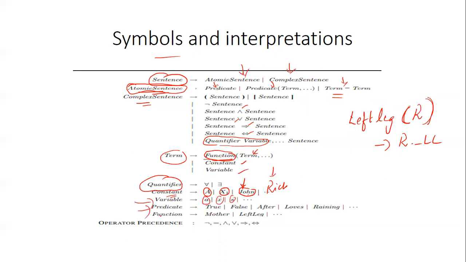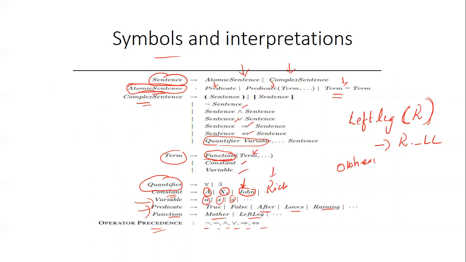Variables are represented using small case letters. And predicates are nothing but the relations, for example, left leg, on head, brother. All these are predicates. After, loves, raining, all these are predicates. Function, left leg is a function, mother is a function. Operator precedence: apart from this, we can also use operators in first order logic, not, equal to, and, or, implication, bidirectional.